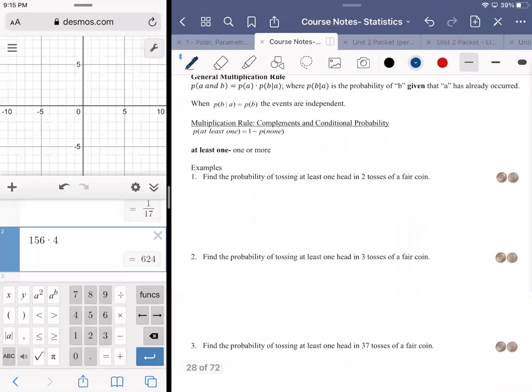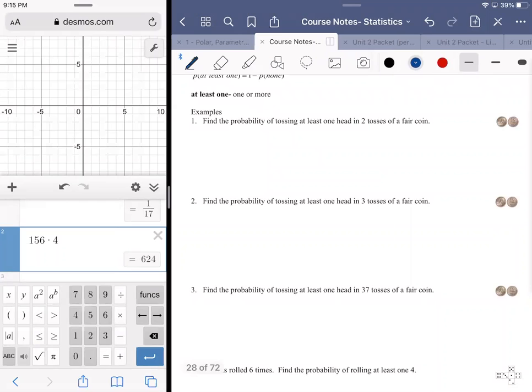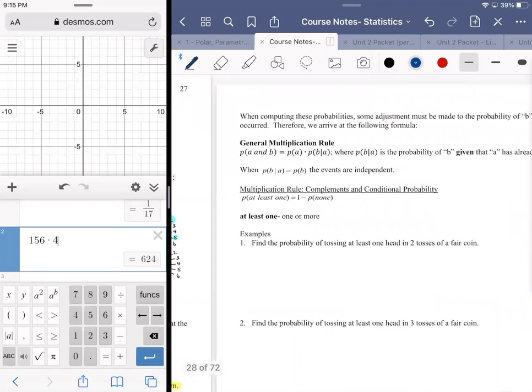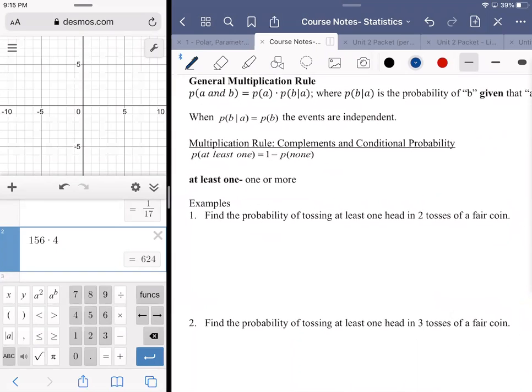You won't see much of an advantage in the first couple of examples, but you'll see in the ones afterwards that it's like, whoa, okay, thank the maker that there's this option here. So the first example: find the probability of tossing at least one head in 2 tosses of a fair coin. I'll take you through the process first, and then I'll show you how you could have done it without using this process, just to verify it.